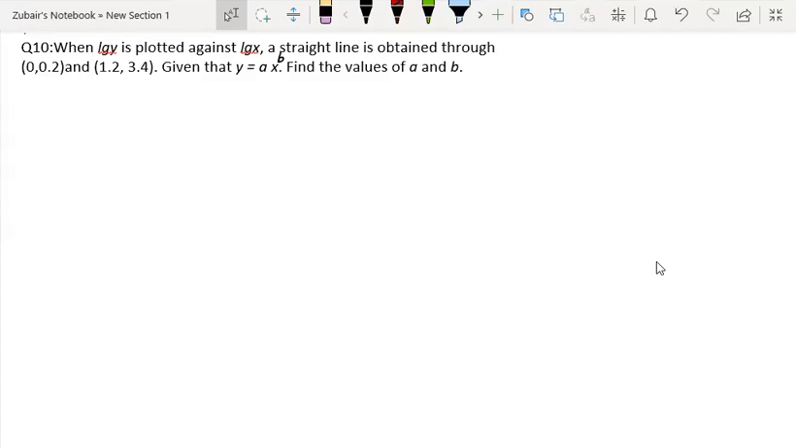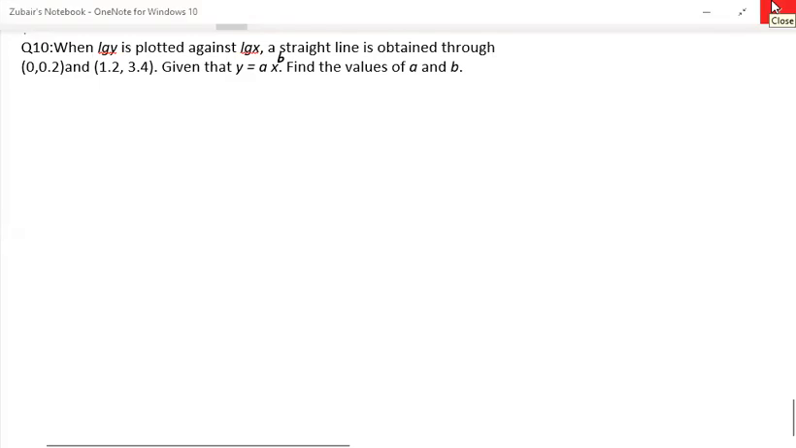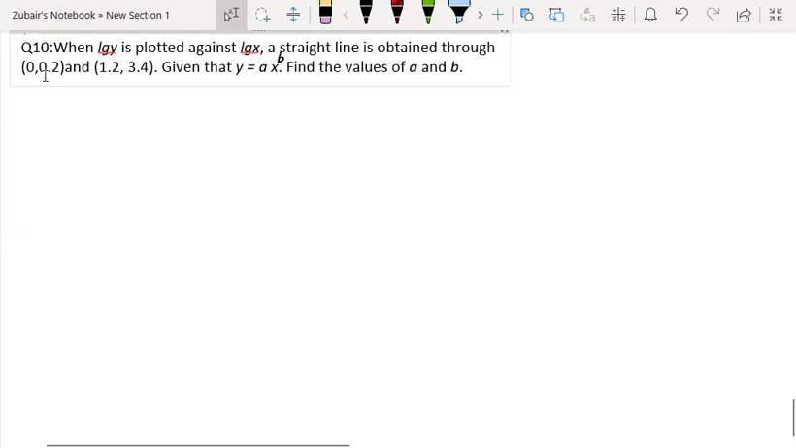Question number 10. When lg y is plotted against lg x, a straight line is obtained through (0, 0.2) and (1.2, 3.4). So just for having a clear picture, we have to plot it. We are given that y is equal to ax power b. We have to find the values of a and b.